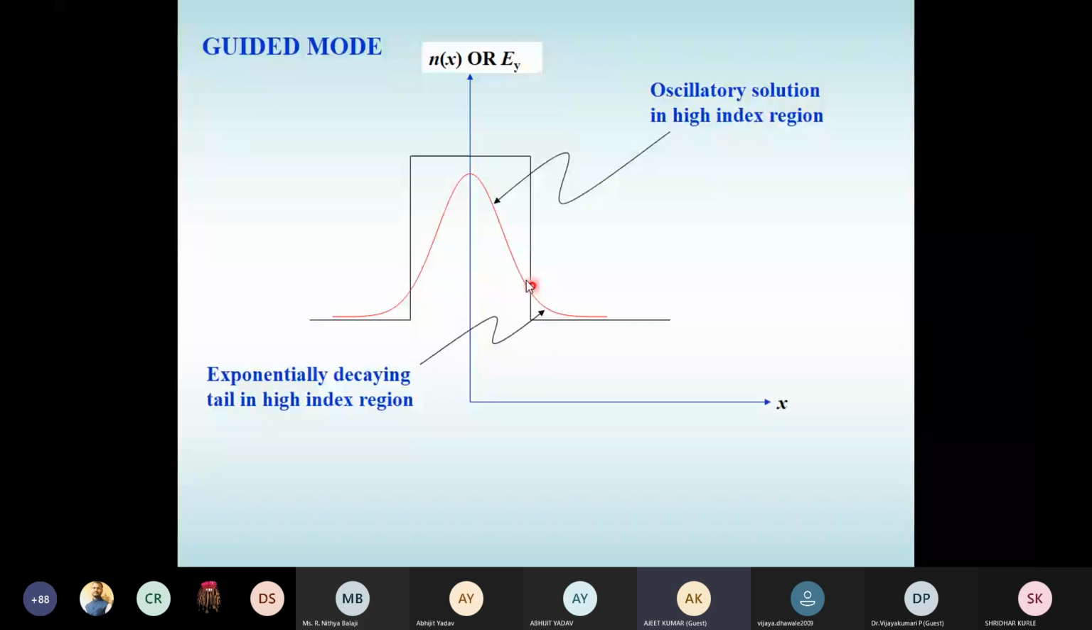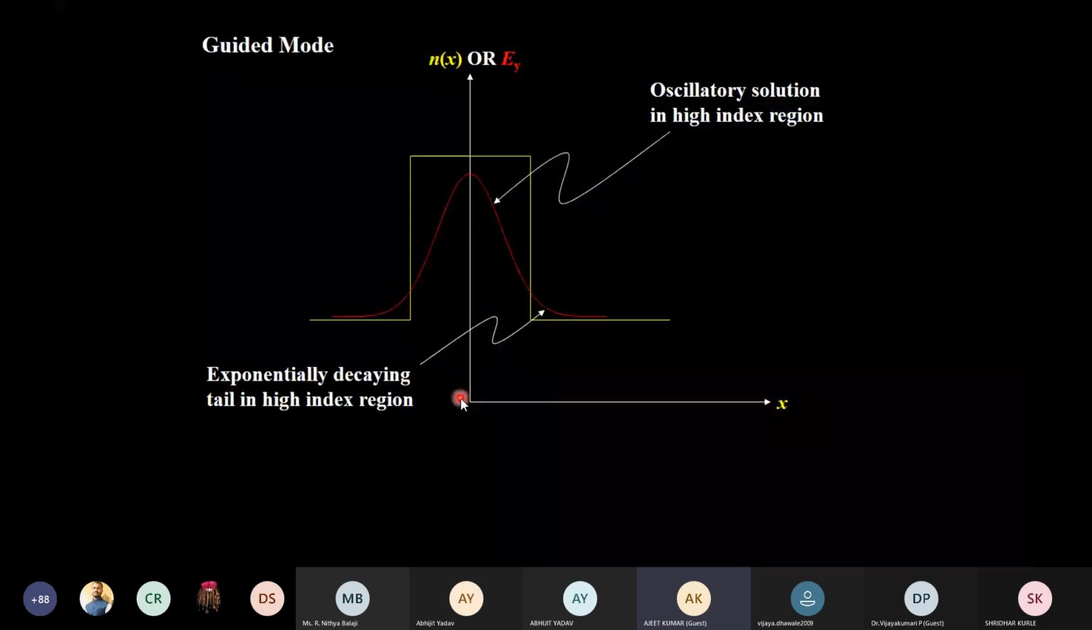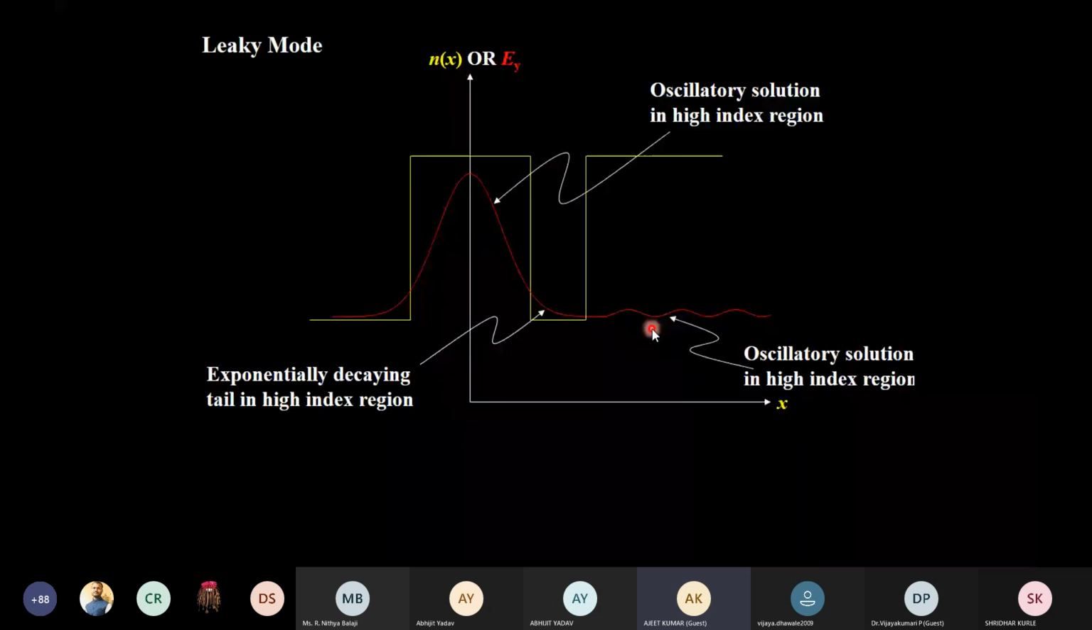Now, in this particular case, most of the field is in the core, but some field is inside the cladding, and it keeps on decreasing. If you introduce in the cladding region a high index region, then whatever power is here will not continuously decay out after this region, because in this region the refractive index is again high. So you'll get an oscillatory solution, and whatever power is there will keep on oscillating. What you will see is that this mode is not a guided mode. This is a leaky mode, because power is leaking from core to cladding.